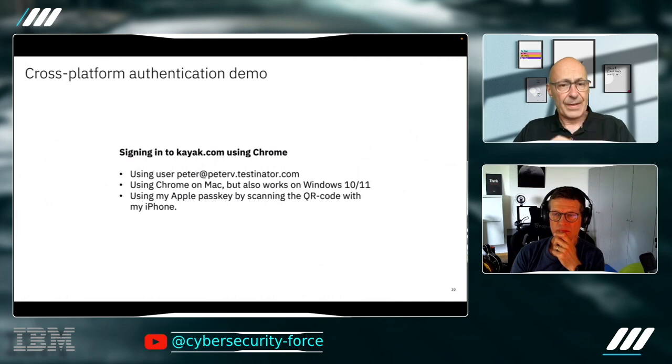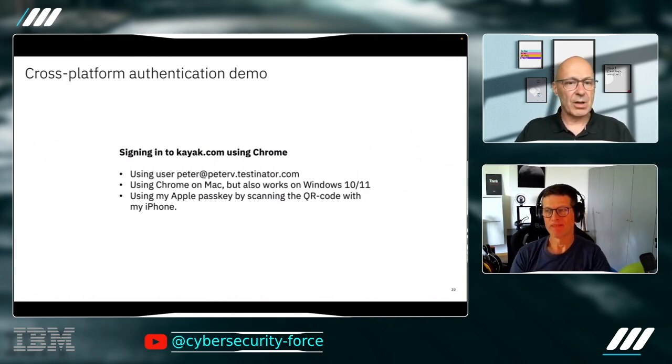All right, next is a short demo again, using kayak.com again. This time I'm going to use Chrome. I'm using the same user. The user has, as we've seen in the previous demo, a passkey within the Apple ecosystem. So it's on the Mac, it's on the iPhone. And I'm going to use Chrome now on my Mac, but it also works on Windows 10 and 11, believe me. I've tried it, but it's a bit harder to demonstrate.